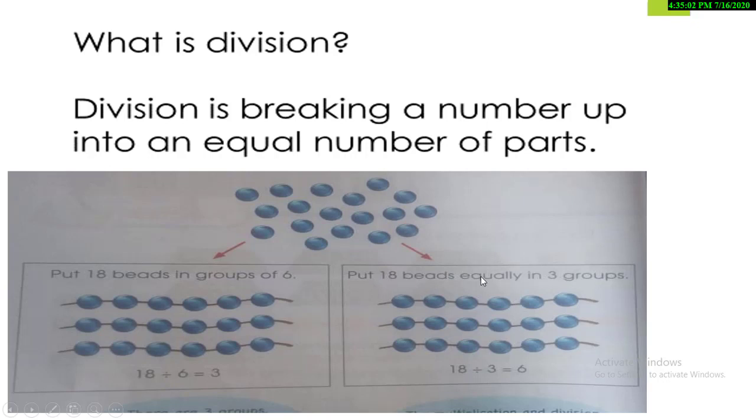Put 18 beads equally into 3 groups. So they're talking about 3 groups. Let's start reading the 3 times table. 3 ones are 3, 3 twos are 6, 3 threes are 9, 3 fours are 12, 3 fives are 15, 3 sixes are 18. We are going to read the table till we reach the number 18.